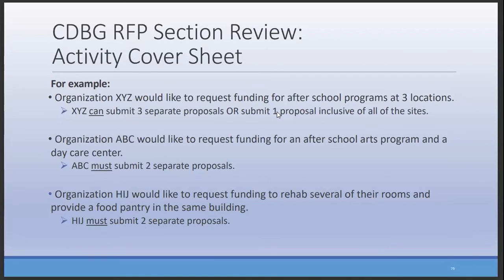Organization HIJ would like to request funding to rehab several of their rooms and provide a food pantry in the same building. In this example, there are 2 distinct activities, one under public facilities and improvements, and the other is food assistance under public services. This organization must submit 2 separate proposals.